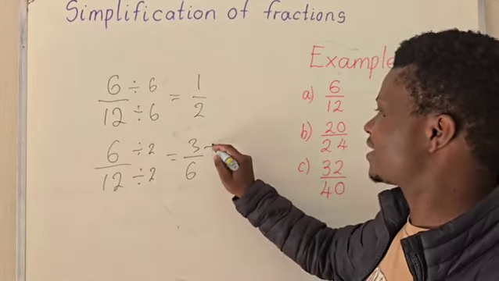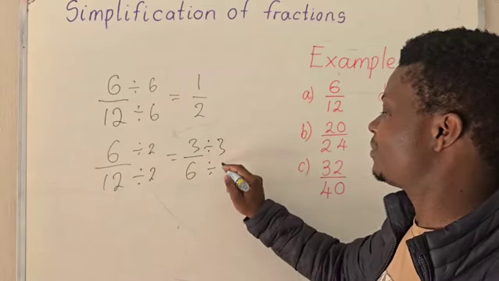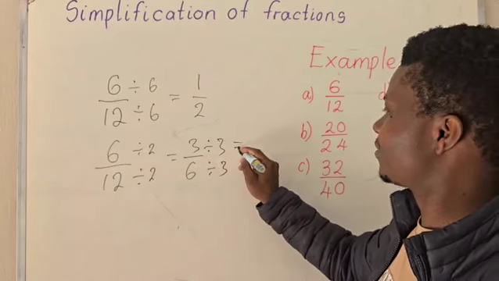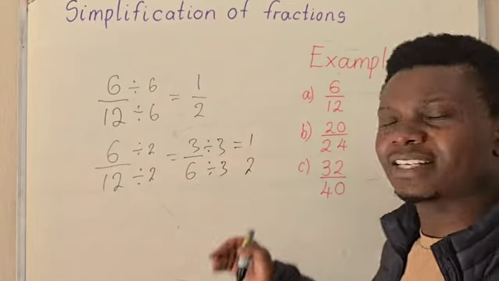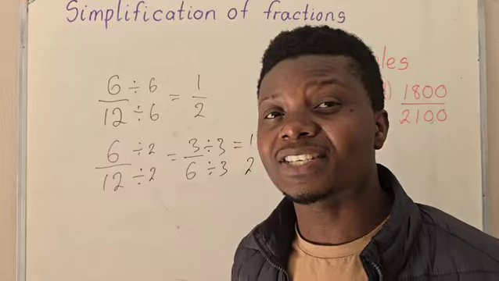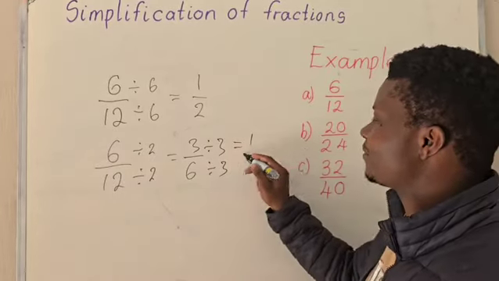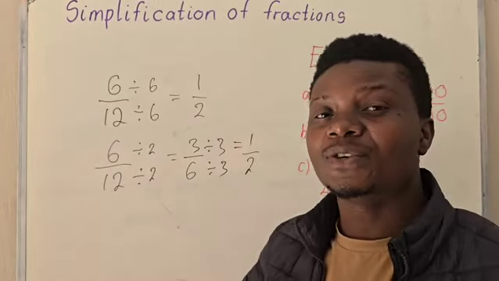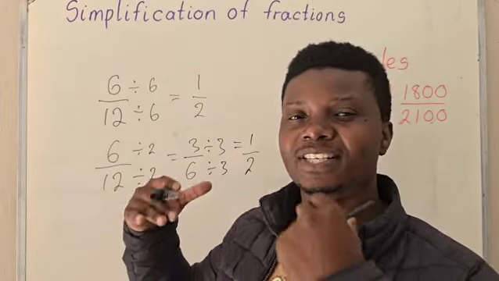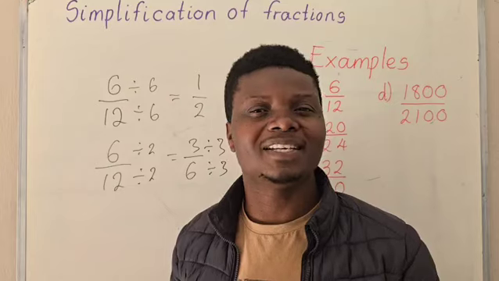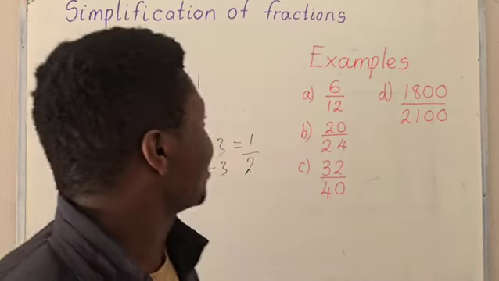So continue the process, divide by 3, divide by 3. 3 divided by 3 is 1, 6 divided by 3, that's 2. Any other number that can divide 1 and 2? There is no such number. So this is the simplified form of your fraction. So if you don't know what the highest common factor is, just find a number that you know divides both the numerator and the denominator until there are no more other factors.